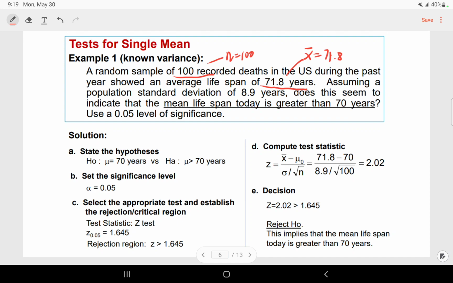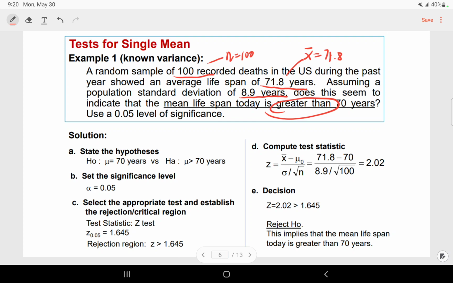Assuming a population standard deviation of 8.9 years. Ayan, meron na, the population standard deviation. Does this mean to indicate that the mean lifespan today is greater than 70 years? So meron tayong sinasabi dito, does this mean it's greater than 70 years? Use 0.05 level of significance. So let's state our hypothesis.